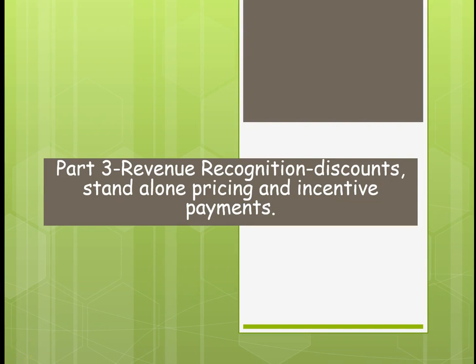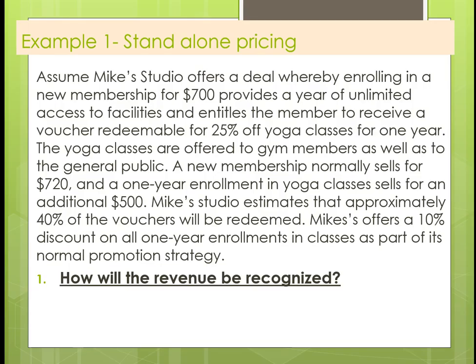Part 3, Revenue Recognition. We're going to look at discounts, standalone pricing, and incentive payments. Now, our first example, assume Mike Studios offers a deal whereas by enrolling in a new membership for $700 provides a year of unlimited access to the facility and entitles the member to receive a voucher redeemable for 25% off yoga classes for 1 year.